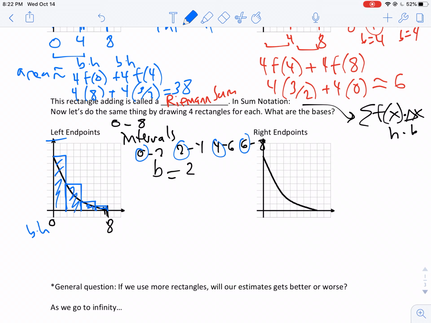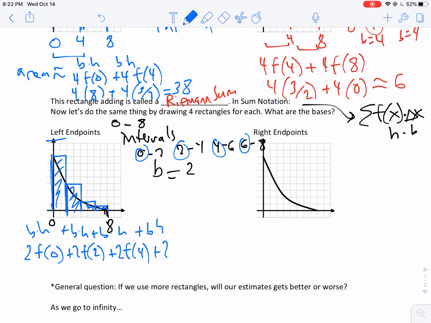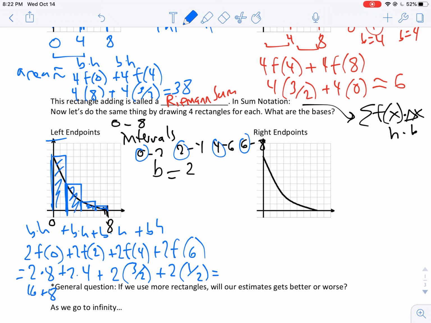So when I do base times height and base times height for each of these 4 intervals, let's go ahead and work that out. So we're going to have 2 times f of 0, because I use the height at 0 here. And then from 2 to 4, I use the height at 2. And then 4 to 6, I use the height at 4. And 6 to 8, I use the height at 6. Okay, so that becomes 2 times 8 plus 2 times 4 plus 2 times 3/2 plus 2 times, and it's kind of hard to see, that's roughly 1/2. Okay, so that's a rough estimate. So it's 16 and 8, it's like 24 and 4, it's around 28. Not a perfect estimate.